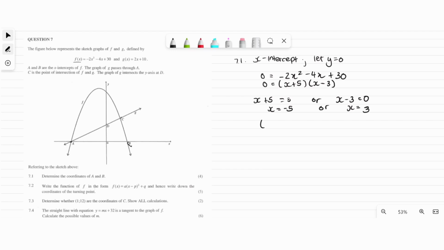So write this in coordinate form. You're going to have negative 5 and 0, and here you're going to have 3 and 0. What do we know? We need to appoint which one is A and which one is B. We see that A is on the negative side, so the one with negative 5 is going to be A, and B is on the positive side, so the one with positive x is going to be B. Then you're done with 7.1.